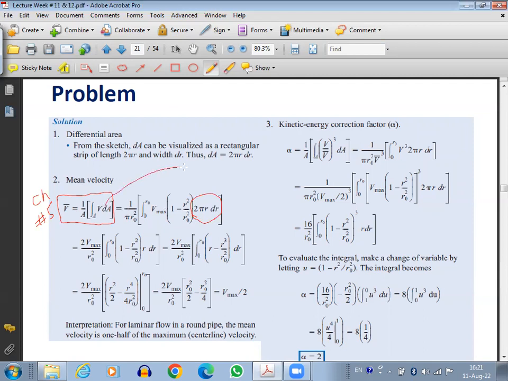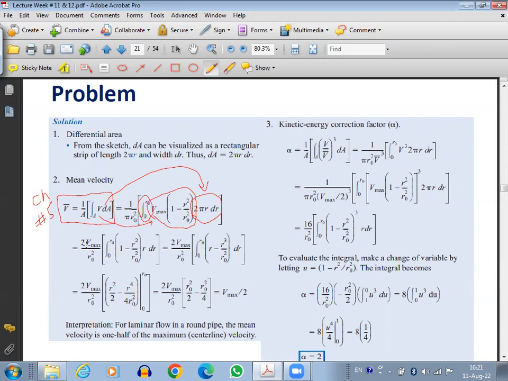This will be dA. And V is given as a function of R. This is V max times 1 minus R square upon R naught square. So here what we need to do is integrate it from 0 to R naught, over the entire radius, over the entire pipe. That's 0 to R naught.